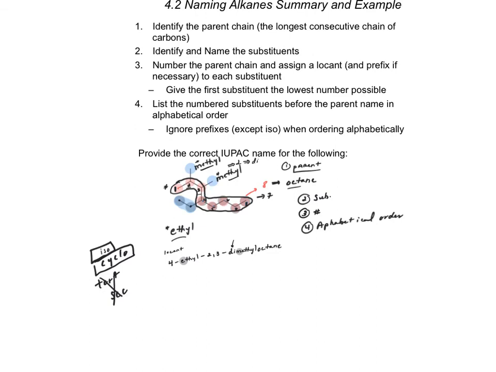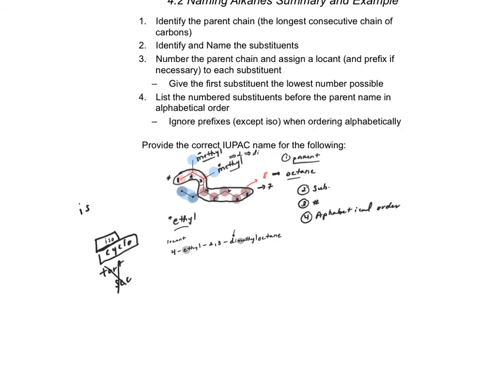So I would alphabetize isopropyl, if I spell it correctly. If I had an isopropyl group, I would alphabetize it as I, not as P. But if I had a tert-butyl group, then I would alphabetize it as a B, not a T. So anytime we have one of these with a hyphen in it, we don't use that prefix to alphabetize.